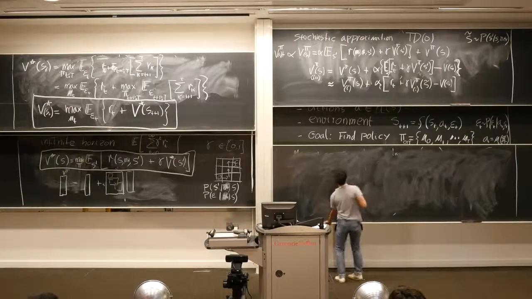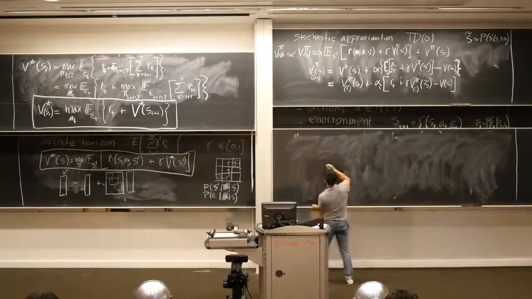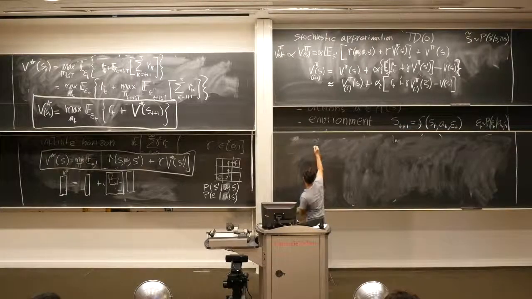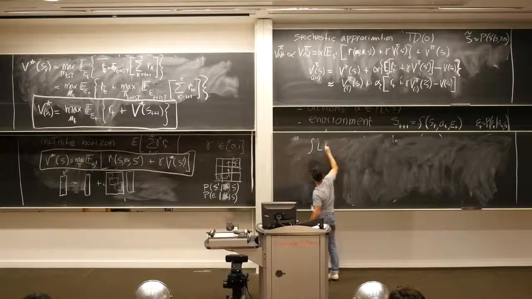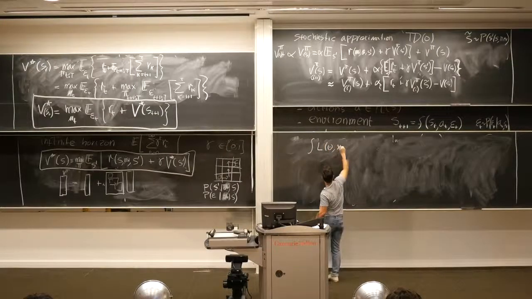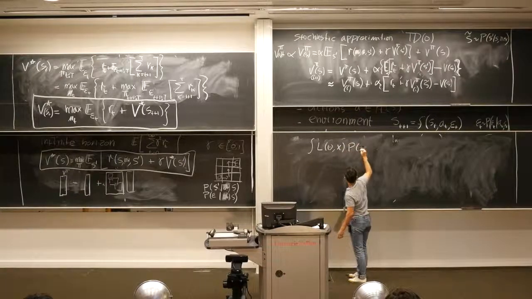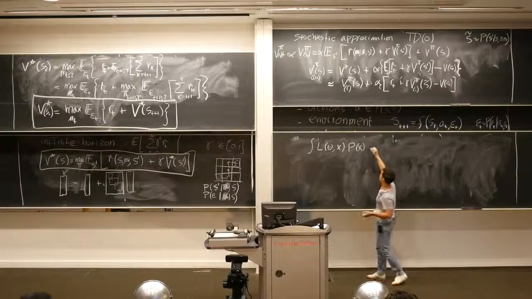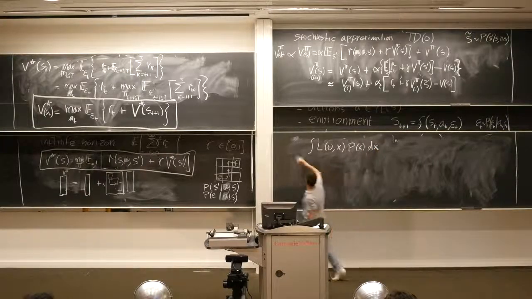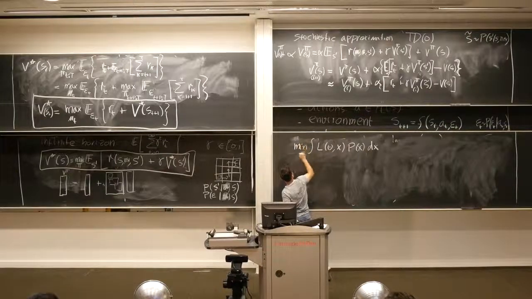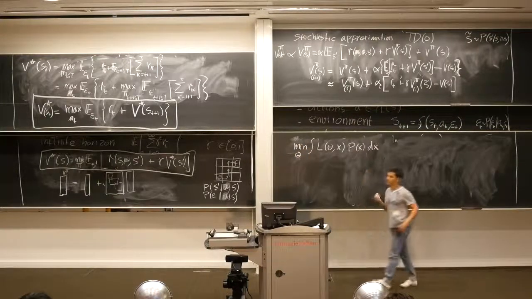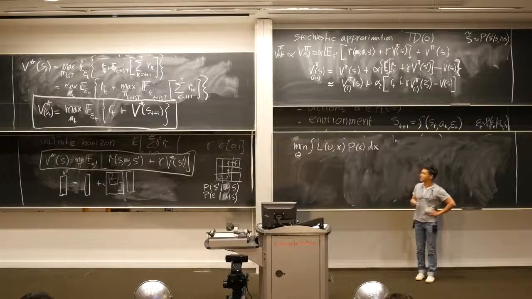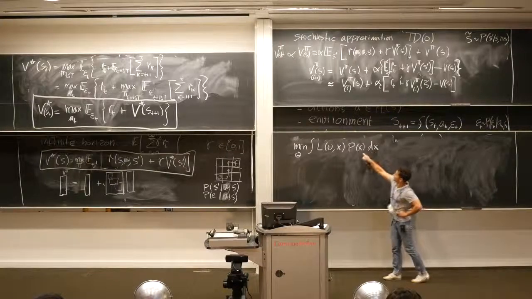So in particular, if we have a loss function that we're trying to minimize, so you have some loss function of parameters and data, with respect to some distribution that the environment is producing, that we need to minimize. That's the classical scheme for minimizing a loss in machine learning. The data comes from here.